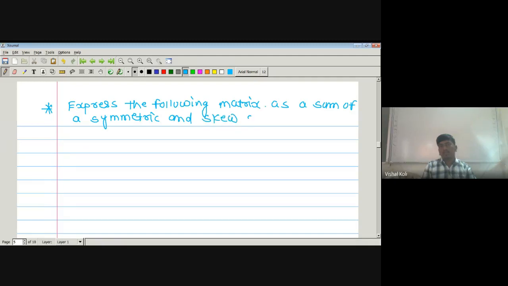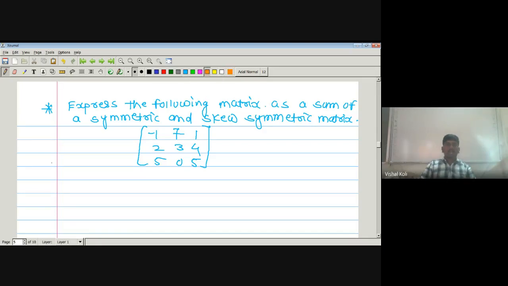Skew symmetric matrix. Okay, and the matrix is nothing but [-1 7 1; 2 3 4; 5 0 5]. So we have been given one matrix and we have to express this matrix as a sum of a symmetric and a skew symmetric matrix.